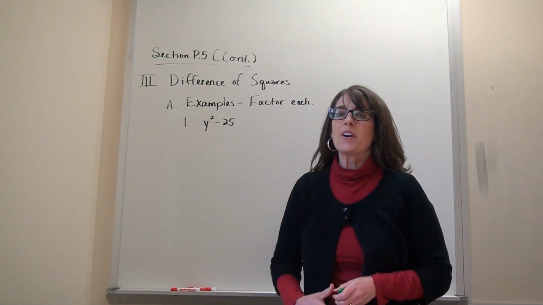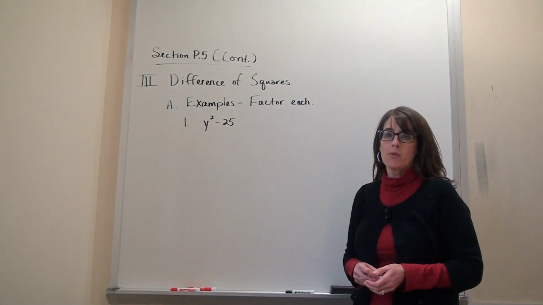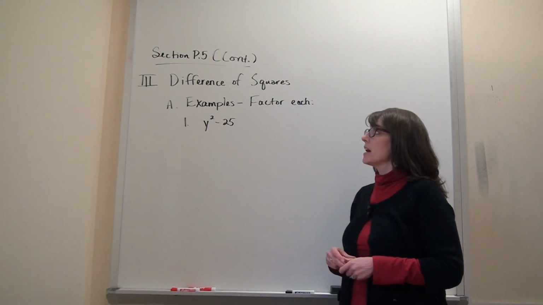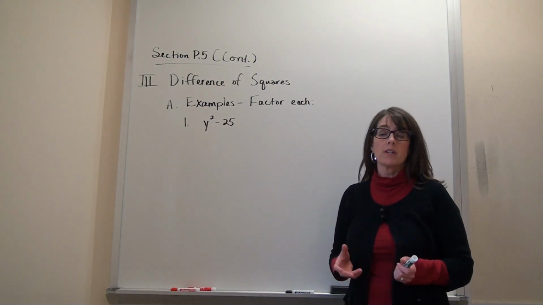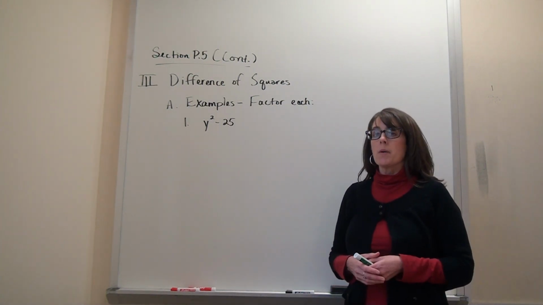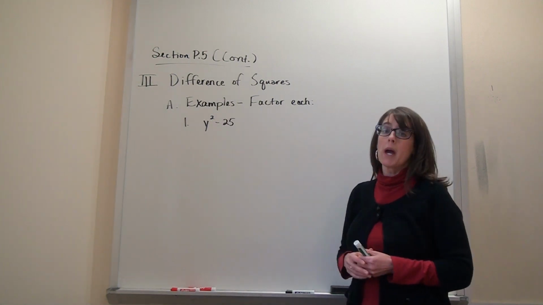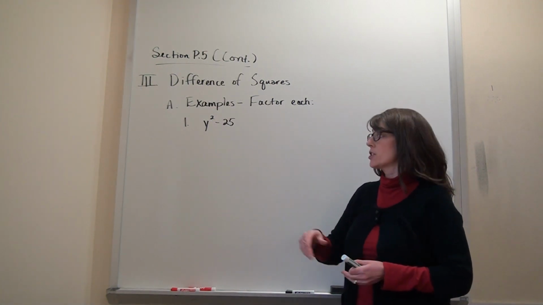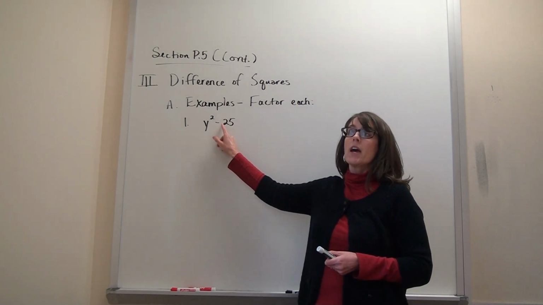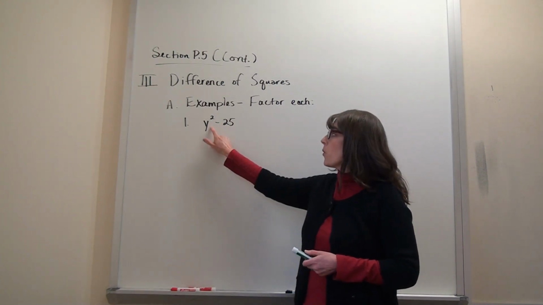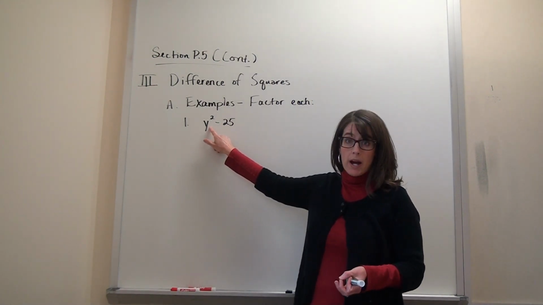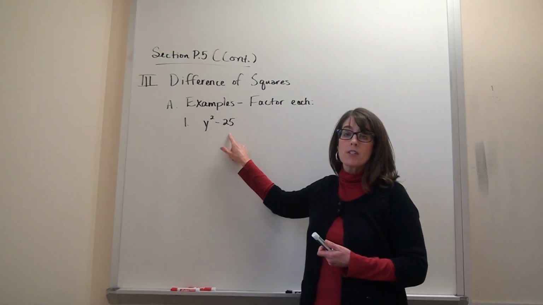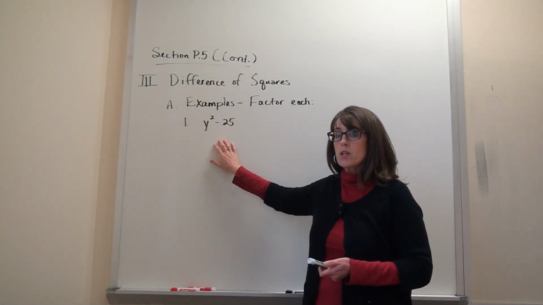Okay, here we go, continuing on with section P.5 where we're looking at factoring. And the last thing we had left off with was the idea of a difference of squares. When you have a difference of squares, difference means subtraction, so you have a subtraction in there, and then you have two squared terms. y squared is a y squared, and 25 is 5 squared. So we have a difference of squares here.